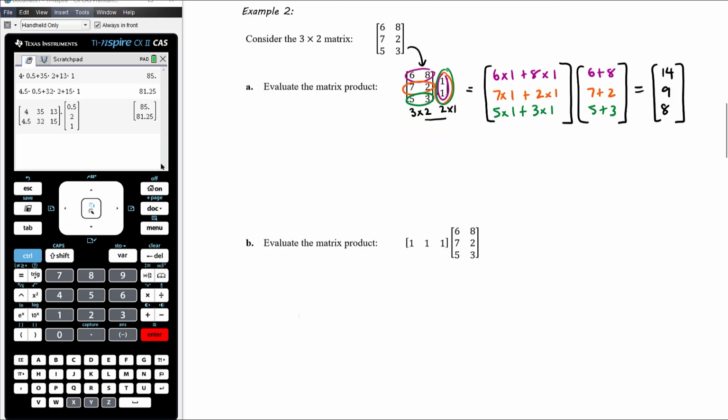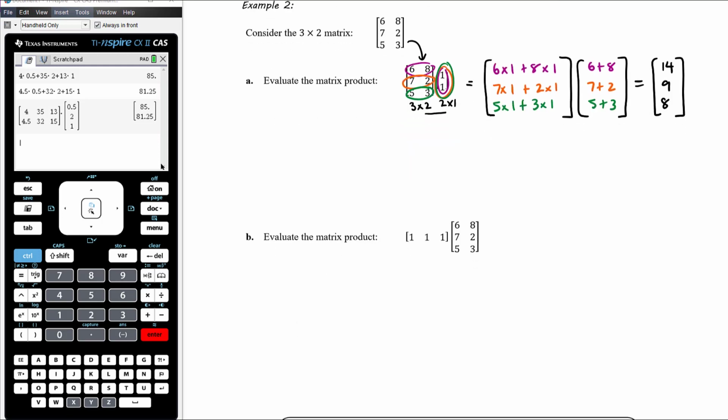Okay, let's have a look at part B. This time we want to evaluate the matrix product where we're using a summing matrix beforehand. This time it's a row matrix only of ones, and then our same 3 by 2 matrix we had in the previous example. Okay.